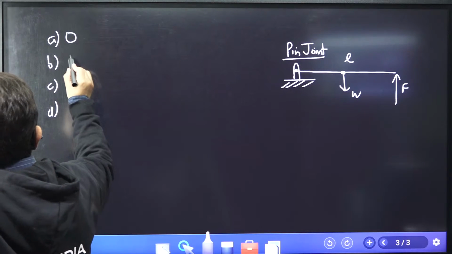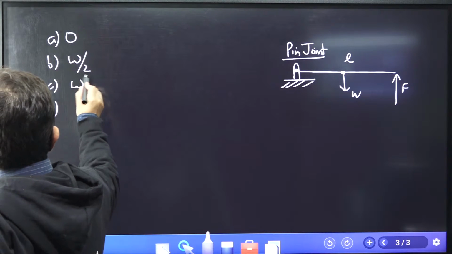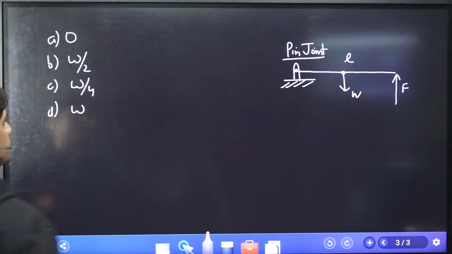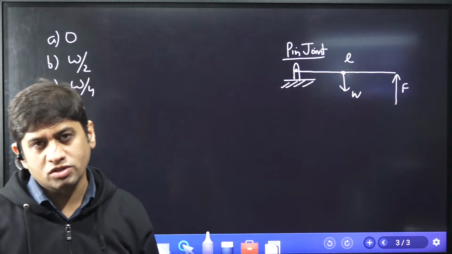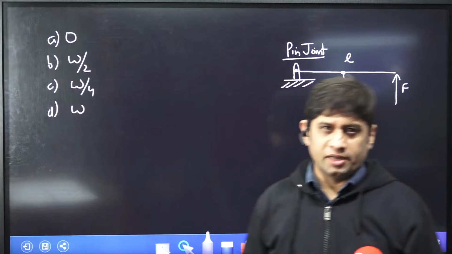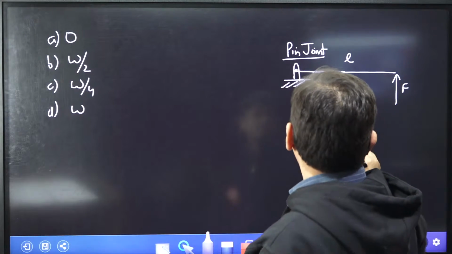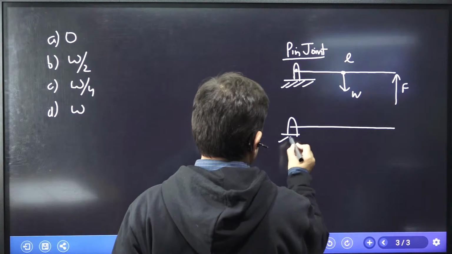He says 0, W by 2, W by 4, and W. That is what he gives. What is the reaction induced here if I remove this particular force F? You know what the concept is here? Remove the force. The moment you remove the force, this is what happens.